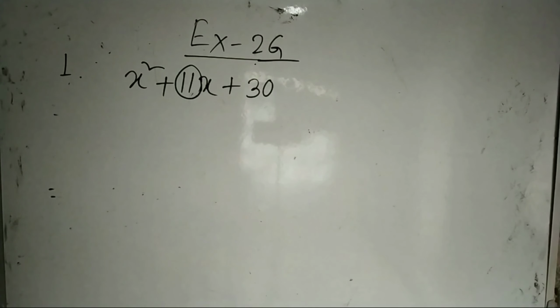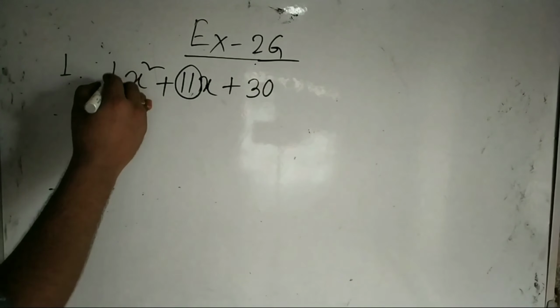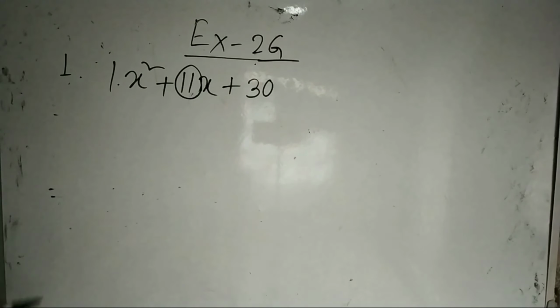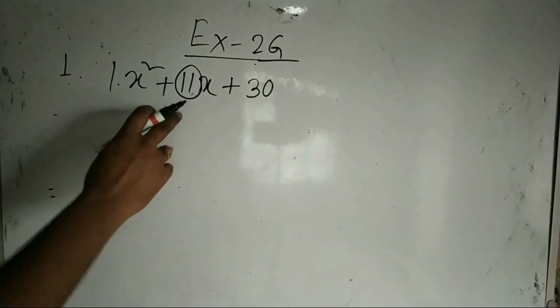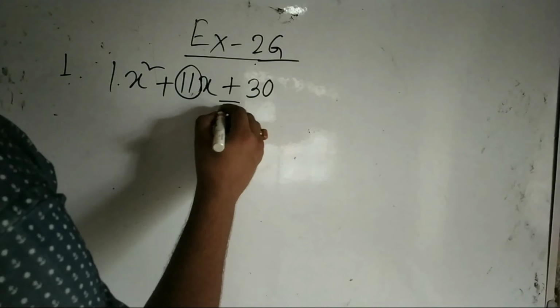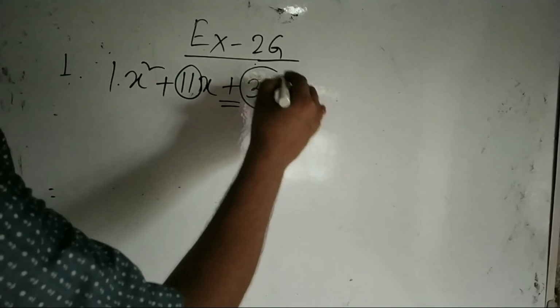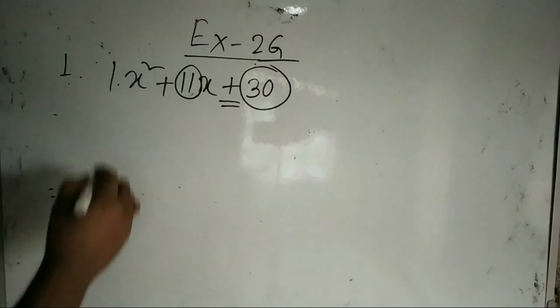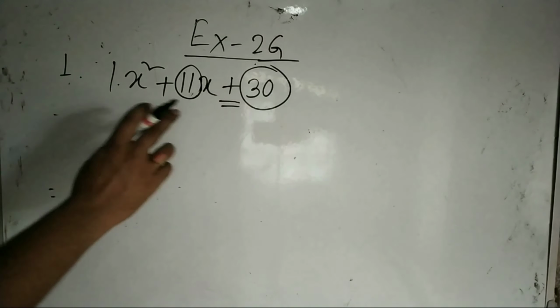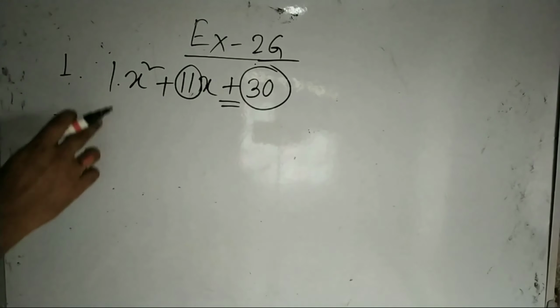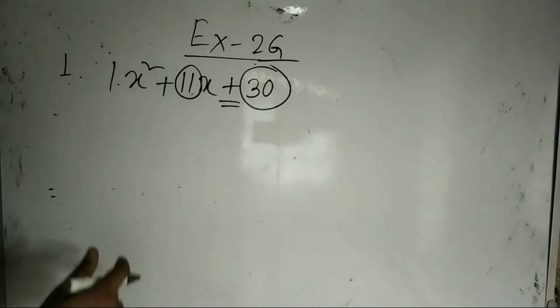Here, 4 things are important. First of all, the coefficient of the first term, here it is 1. Then the middle number which we have to break. Then this sign and this last number. These 4 things: 1, 2, 3, this sign and 4. What do you have to do? First of all, multiply the coefficient of the first term and the last number. You multiply 1 into 30, that is 30.